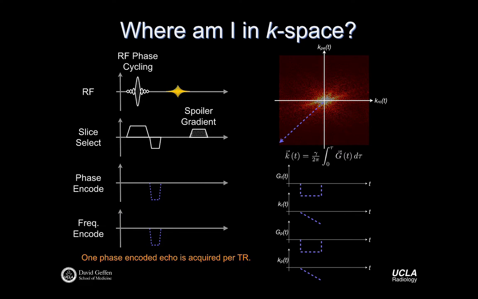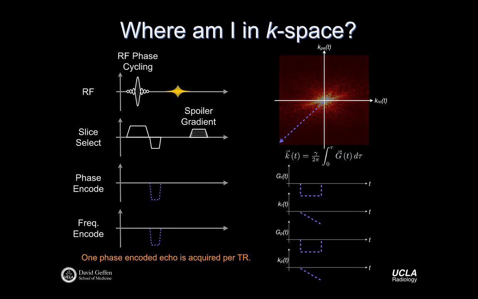Both these gradient waveforms are negative, and that means we're going to move into the negative-negative quadrant of k-space. As we look at these k-space trajectories, which are parameterized as functions of time, and map those back to k-space, we can see that we start from the middle of k-space and move out to the negative-negative quadrant. That's all a direct function of this expression. So this is one way we can conceptualize how we move around in k-space through the application of different gradient waveforms.